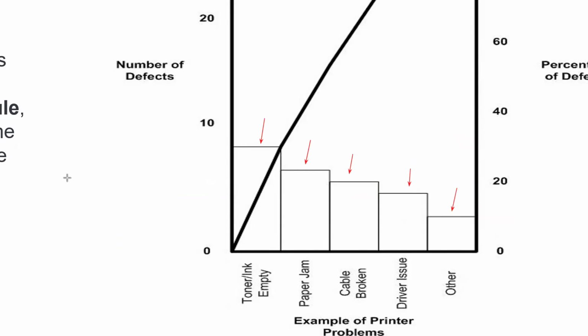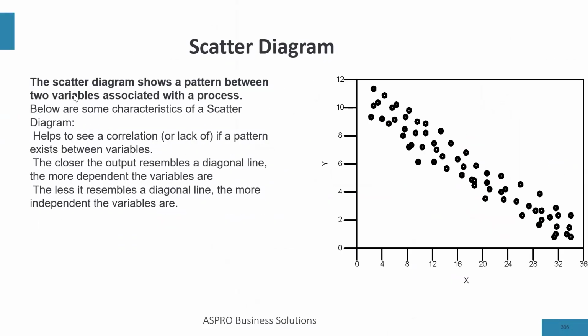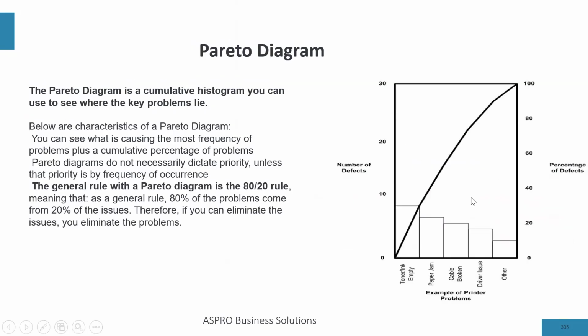Now, to create a Pareto diagram, what you do is you add up the frequencies. So the first is 8. The next one is going to be 7. 7 plus 8, 15. 15 plus 6, 21. And the next one, 21 plus 5, that's going to be 26, and so on.